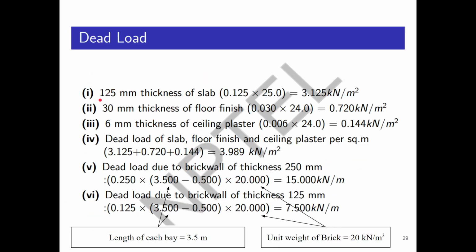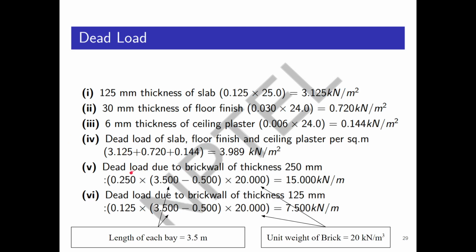So let us calculate the dead loads. For slab, the dead load acting will be 0.125 into 25, that is 3.125 kilonewton per meter square. The dead load for the floor finish will be 0.03 into 24, that is 0.72 kilonewton per meter square. The dead load due to ceiling plaster of 6 will be 0.006 into 24, that is 0.144 kilonewton per meter square. So the total dead load of slab, floor finish and ceiling plaster per square meter will be 3.125 plus 0.720 plus 0.144, that is 3.989 kilonewton per meter square.